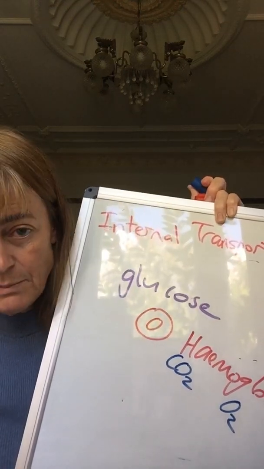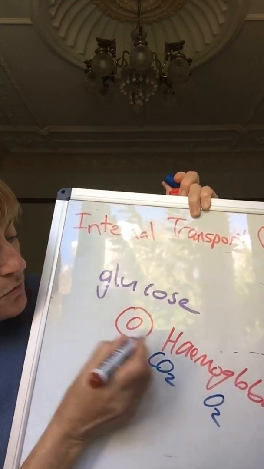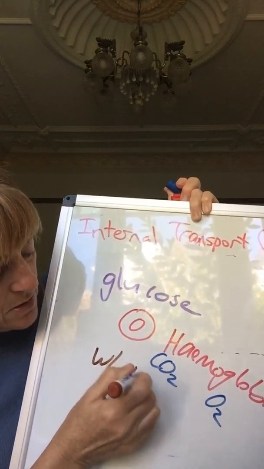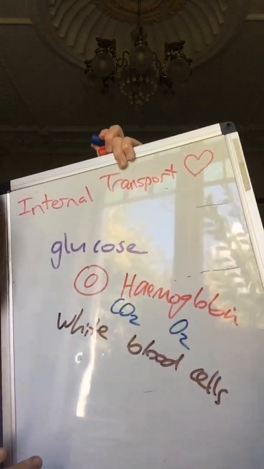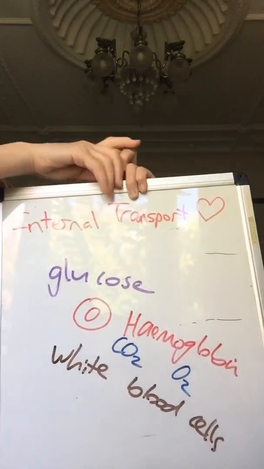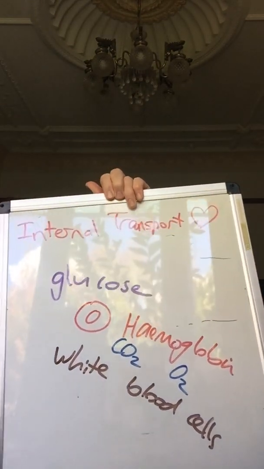And then we have white blood cells. So we've got the red blood cells and we've got the white blood cells. White blood cells are the things that help us fight infection. And there's different kinds of them.